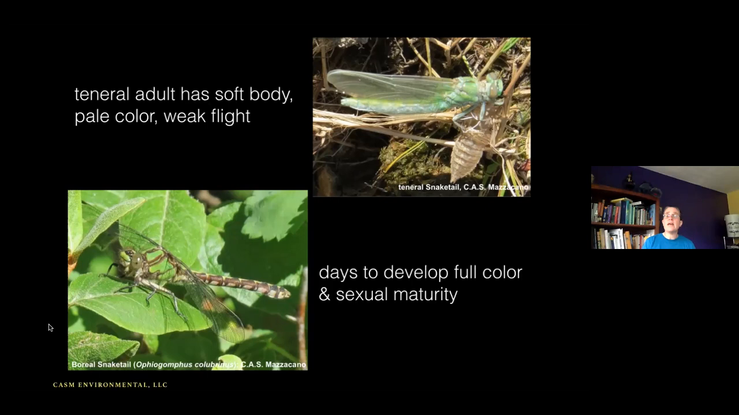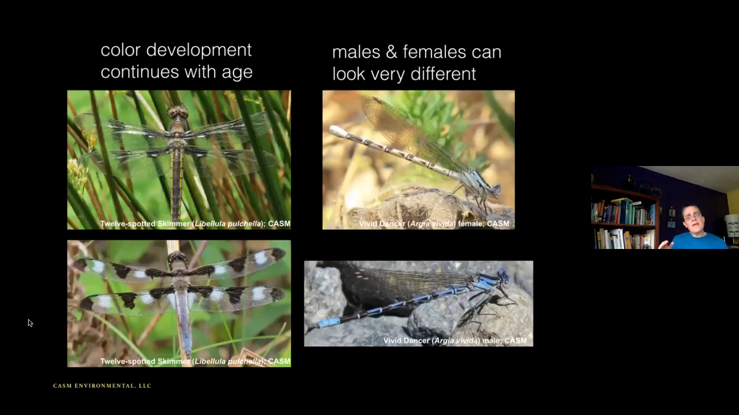And as many of these insects continue to age, and they only live for a few weeks as adults in many different species, that color development is going to continue. So on the left-hand side here, you see a dragonfly that you'll probably see a lot, called a 12-spotted skimmer. And the reason for that common name is pretty evident. If you look at the lower photo, there are 1, 2, 3 black spots on each of its 1, 2, 3, 4 wings, and 3 times 4 is 12, right?